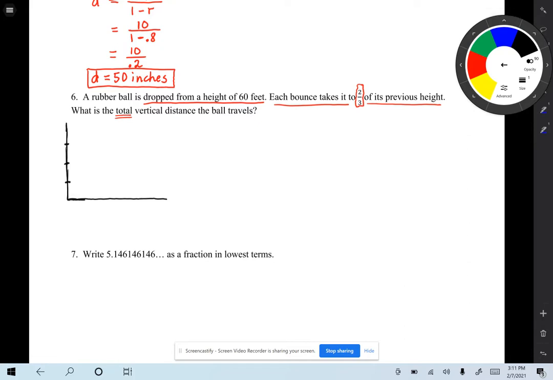Okay, so a rubber ball is dropped from a height of 60 feet. So we're going to say this was 20 feet, 40 feet, 60 feet. Okay, so here is a ball. It's dropped from a height of 60 feet. And you know when balls bounce, it's going to go like a parabola. There we go. So it drops, but it's going to bounce back to 2/3 of the previous height. Well, 2/3 of 60 is 40. So it's going to end up right here.